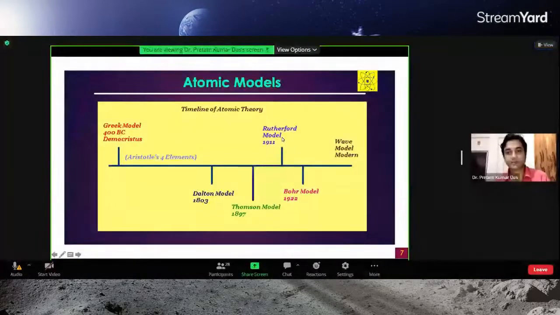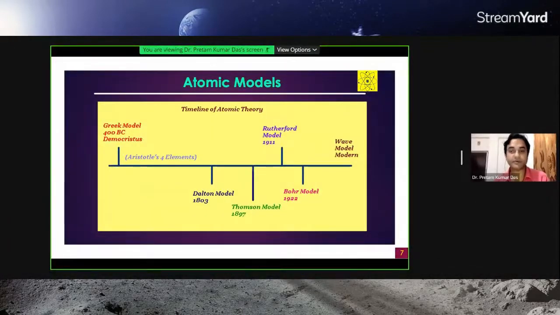gave their alpha model, and it gives another atomic model, and in 1922 Bohr gave the Bohr model.